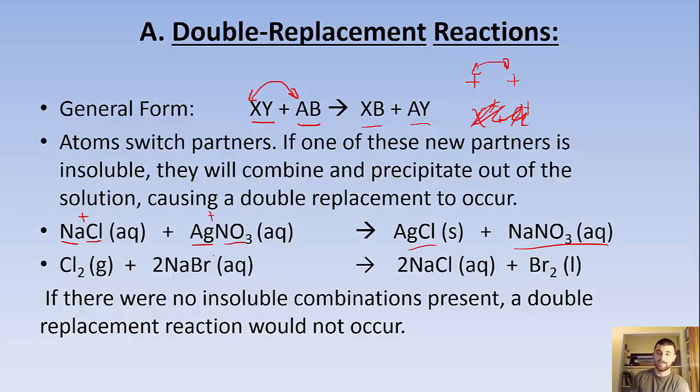All right. The reason these reactions occur is because one of these products is insoluble. It becomes a solid or it changes phase. So if there is no insoluble combination present, then a double replacement won't occur.